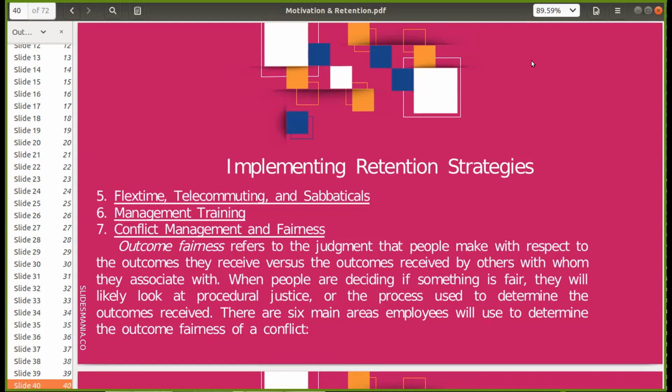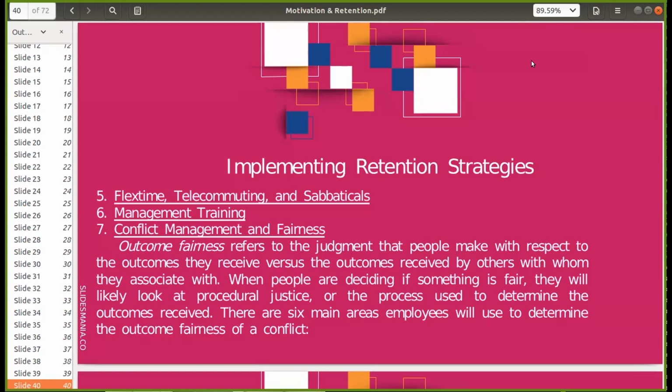Ito yung pag may mga issues sa company, no? Of course, this is also a retention strategy where organizations handle conflict, no? Smoothly. Okay, so pag may patas, no, na panghuhusga, patas na panghuhusga. When you see outcome fairness, it refers to the judgment that people make with respect to the outcomes they receive, no, versus the outcomes received by others with whom they associate with. So it should be fair.